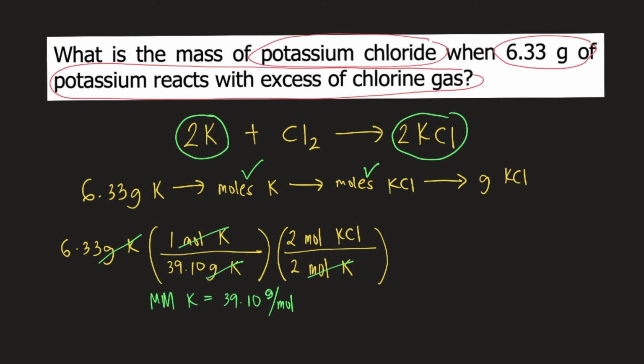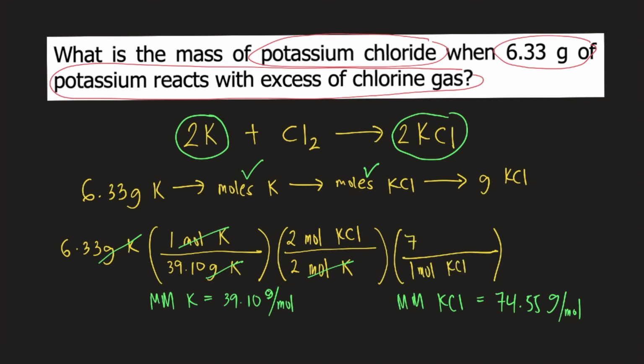And finally, to convert moles of KCl into grams of KCl, you need the molar mass of KCl. And this is equal to 74.55 grams per mole. So you put 1 mole at the bottom, and on top you put 74.55 grams. So that moles of KCl will cancel, and your final unit would be grams of KCl.